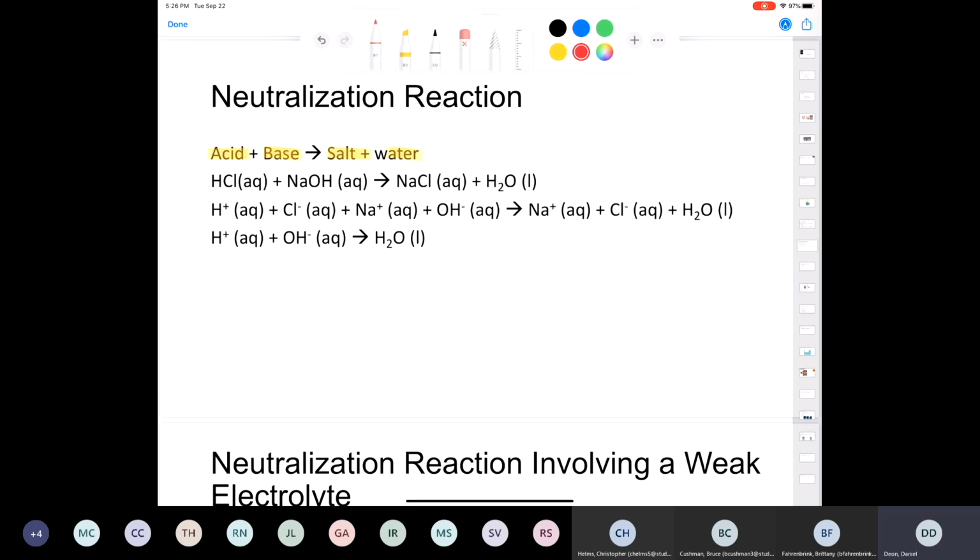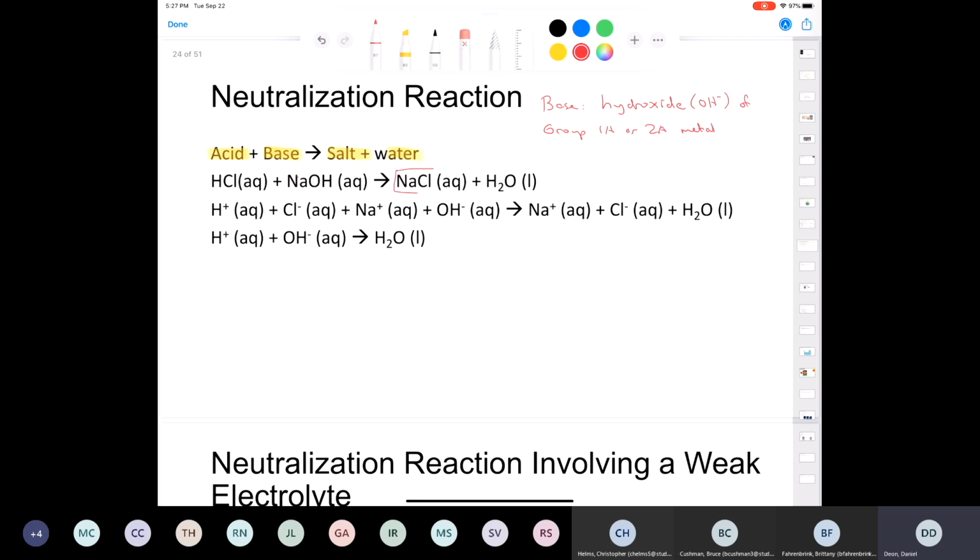I just want to remind you that generally speaking, if you have a hydroxide, OH minus, of a group 1A or 2A metal, it's going to be a base. So for example, since sodium is in group 1A and hydroxide is hydroxide, that's going to be considered a base. So here we have HCl, which is our acid. We're adding it to sodium hydroxide, which is our base.